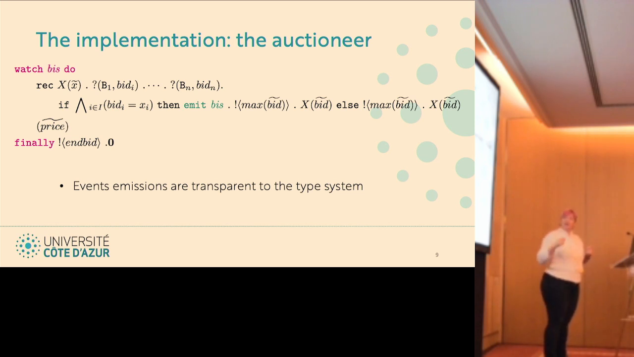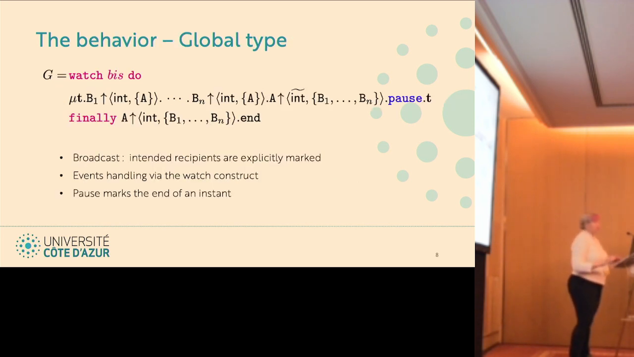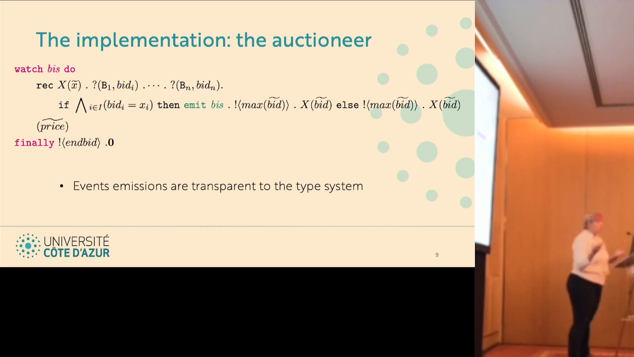And in that case, at the next instant, all of the participants, the auctioneer and the bidders, will arrive at this alternative behavior that is the end of the auction. And they will be notified of who is the winner. As you can see, the green, bluish emit is actually transparent from the point of view of the global type. We don't care about event emissions in the global type, but they are present in the implementation.